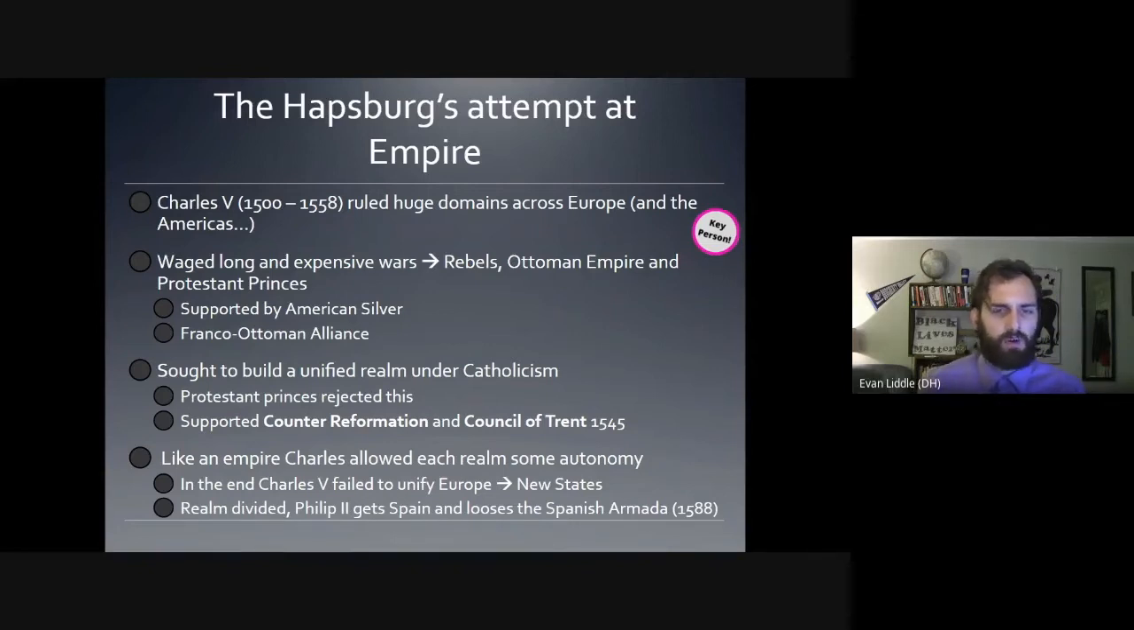To do so, he waged long and expensive wars against the rebels who were fighting against him in the Netherlands, the Ottoman Empire, who was besieging his Austrian holdings in Vienna, as well as the Protestant princes who were embracing Martin Luther's new ideas. Now, you might think that's really expensive, and it was really expensive.